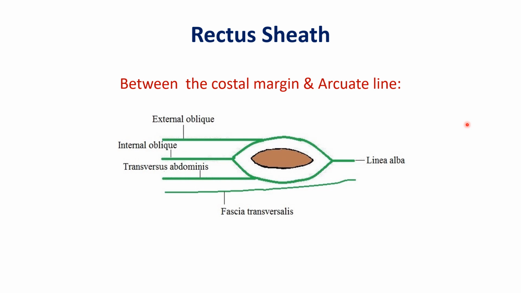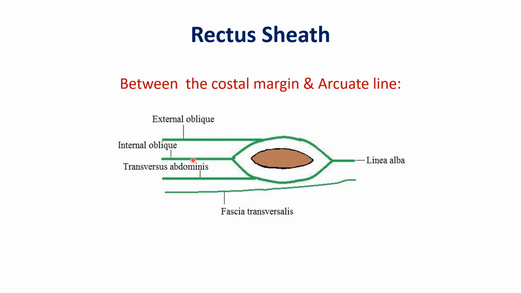Between the costal margin and the arcuate line, now all these are the transverse sections through the rectus sheath muscle. So transverse section between costal margin and arcuate line is being shown in this diagram. So the anterior wall of rectus sheath between the costal margin and arcuate line is formed by external oblique aponeurosis and the anterior lamina of the internal oblique aponeurosis.